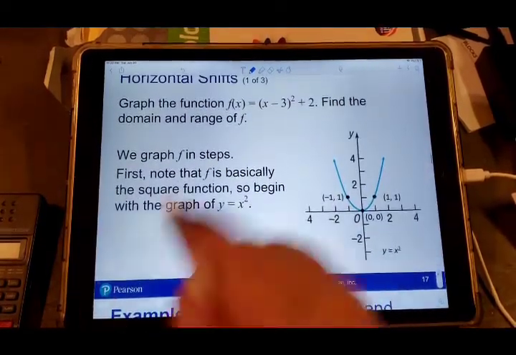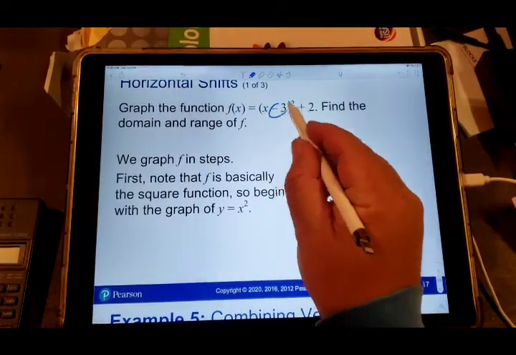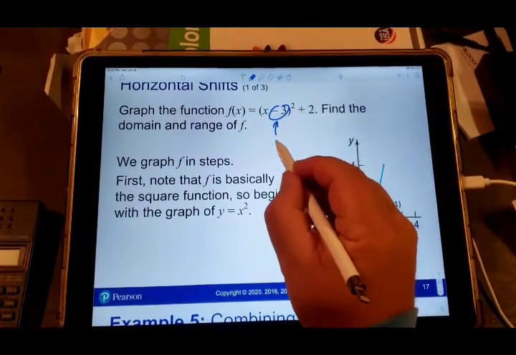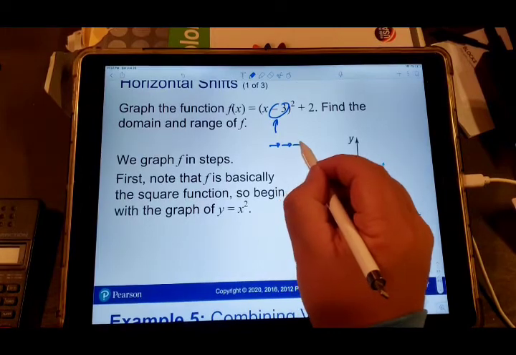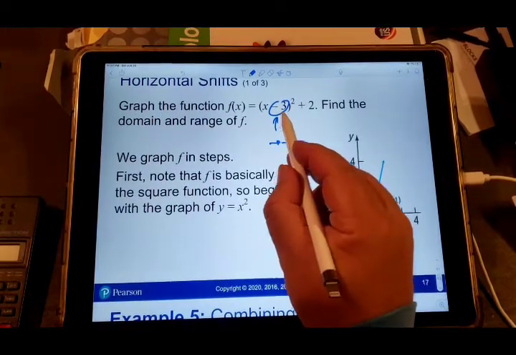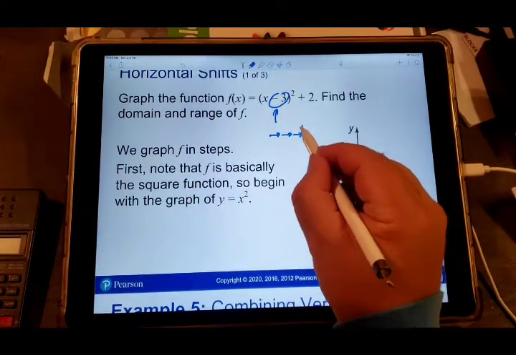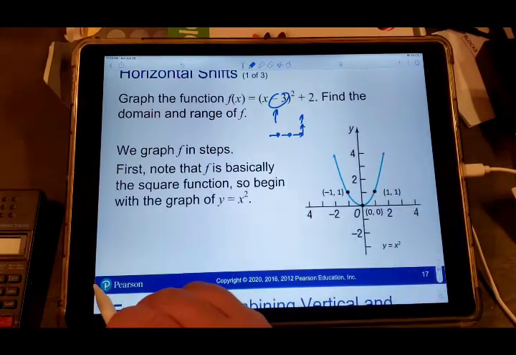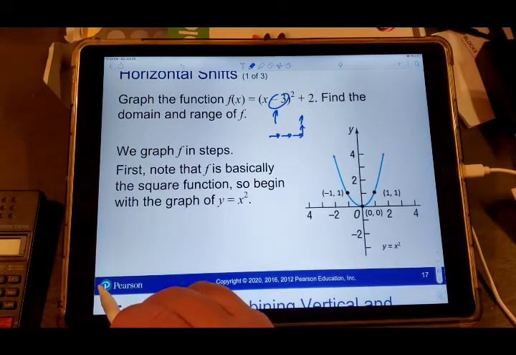All right, so here's a combination. What is this going to do? It's going to shift the graph 1, 2, 3 along the x-axis. This plus 2 is going to shift the graph 1, 2 along the y-axis.